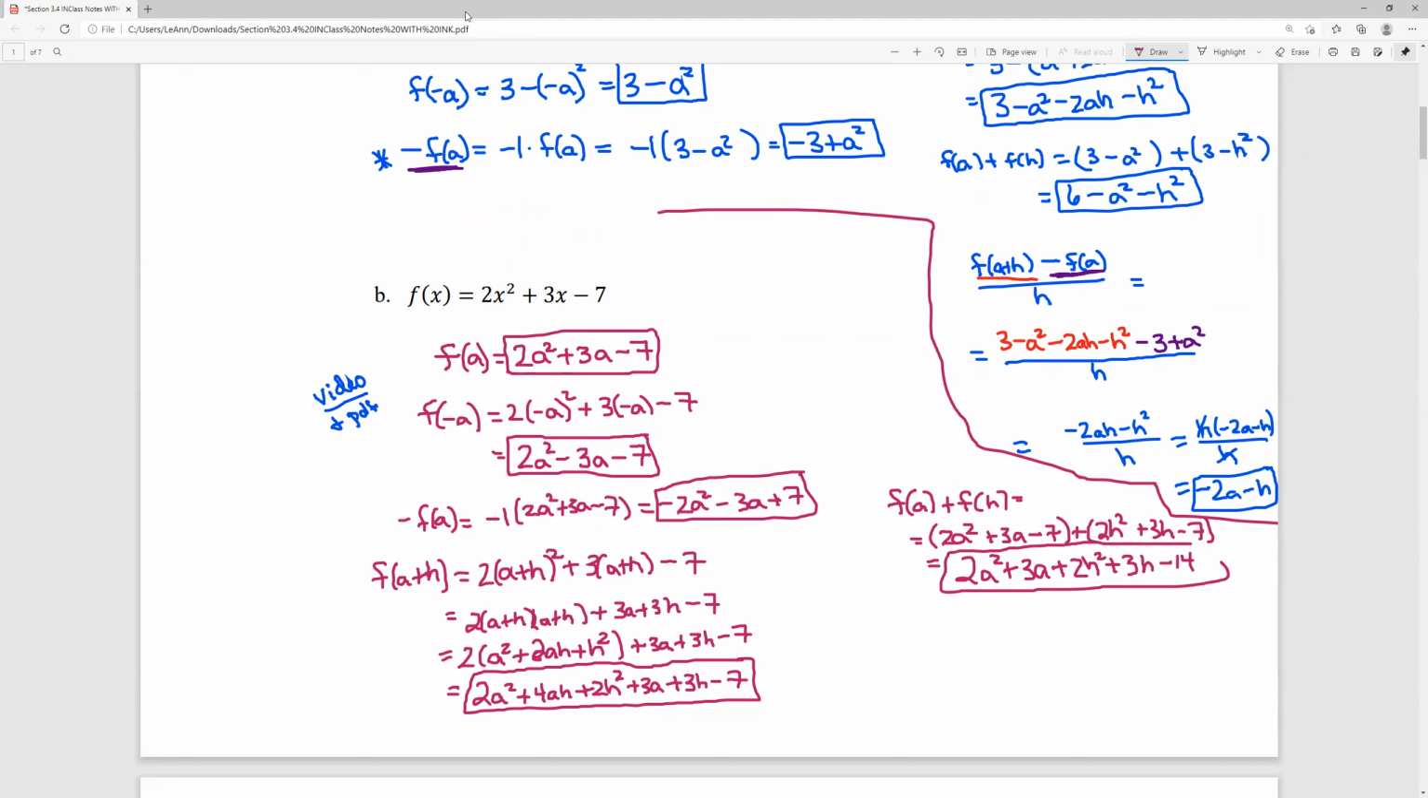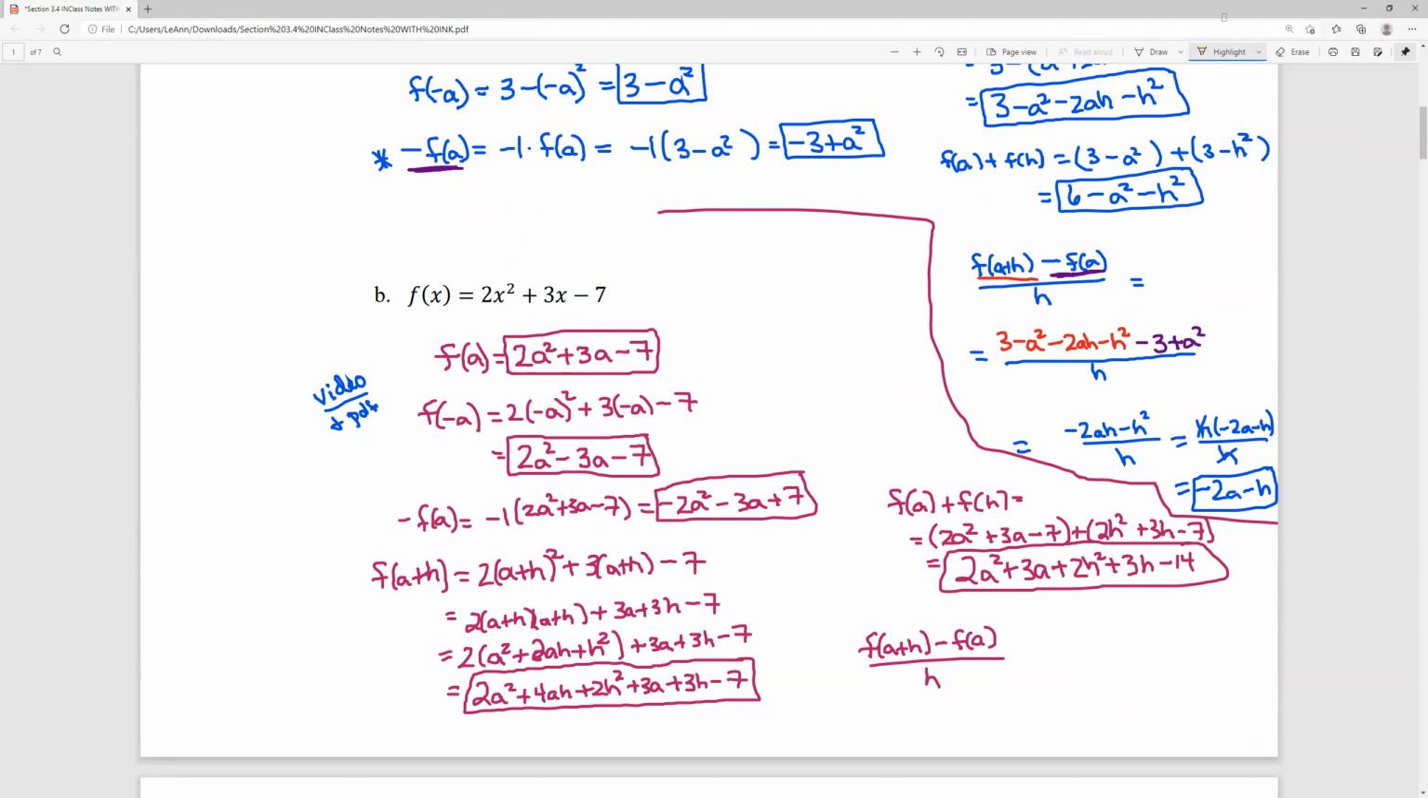Now the last part for this one was that difference quotient. We had f of a plus h minus f of a, all over h. Now I'm going to highlight, we had already done f of a plus h.